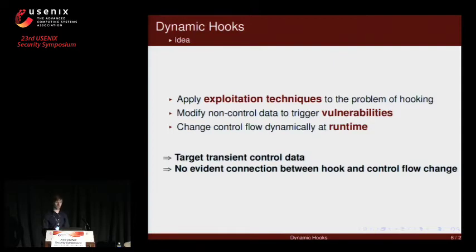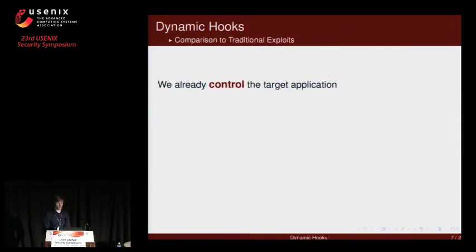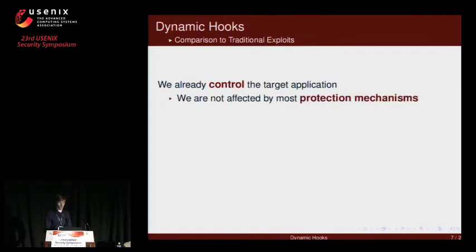When we think about a traditional exploit, we usually face the problem that we are an external attacker and we try to find some sort of input that triggers a vulnerability in the application. However, when it comes to hooking, we already control the application, and therefore we have a very different attacker model. First of all, we are not affected by most protection mechanisms, such as ASLR, for instance, because if we already control the application, we already know all the addresses in the application.